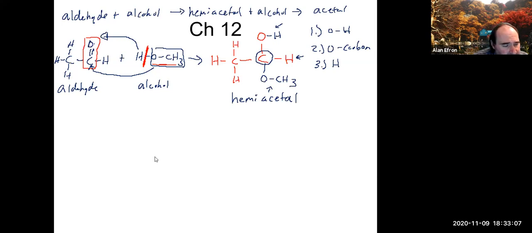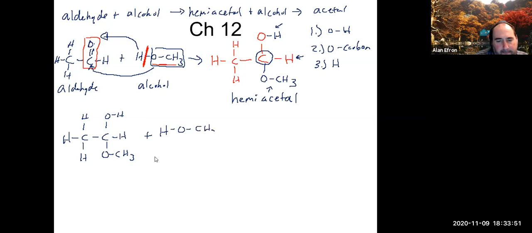You have a carbon that has an OH group attached to it. You have that same carbon has an oxygen carbon group attached to it. And lastly, that carbon actually has a hydrogen attached to it. Now, when we add a second alcohol to this hemiacetal, so again, here we have our hemiacetal. We have, again, a second alcohol that's being added.